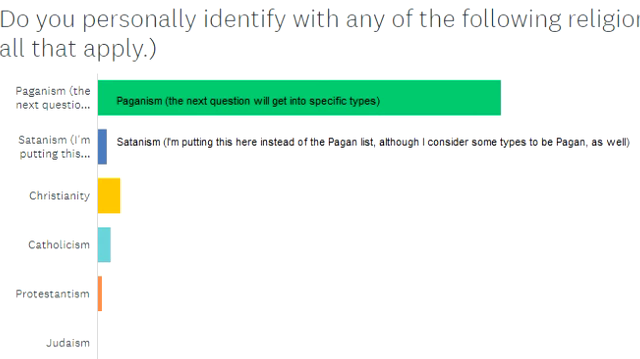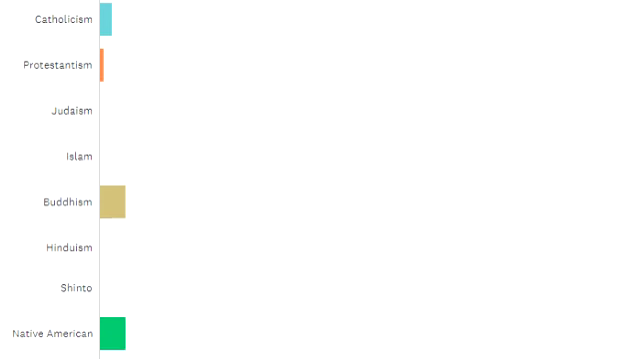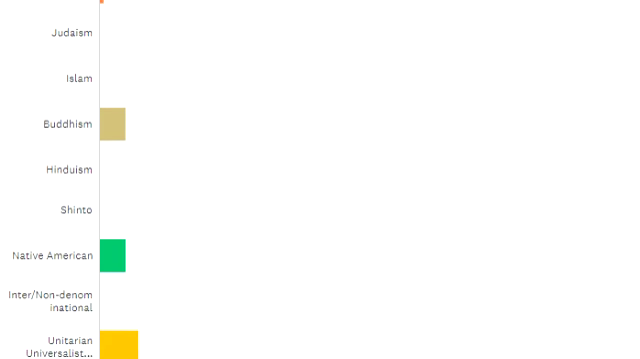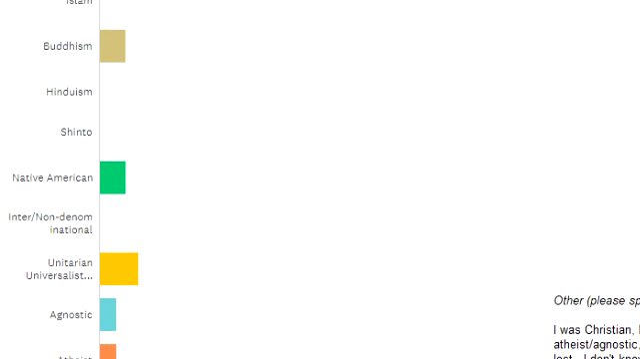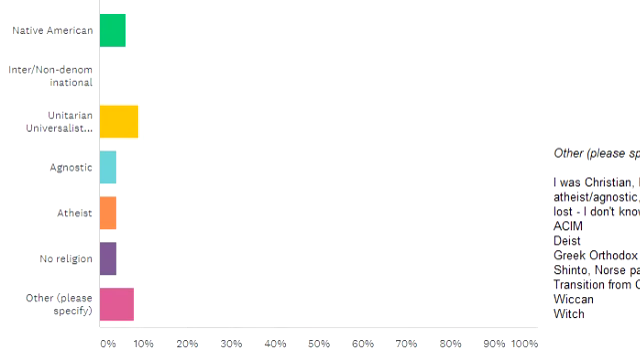Christianity, Catholicism, Protestantism, Judaism, Islam, Buddhism, Hinduism, Shinto, Native American, inter or non-denominational, Unitarian Universalist, agnostic, atheist, no religion, or other. Please specify. I thought this was interesting because a lot of people who identify as atheist would identify as that being no religion, but those were able to be two different things.